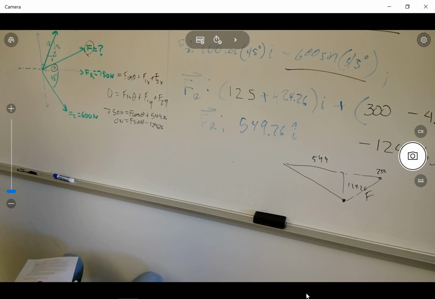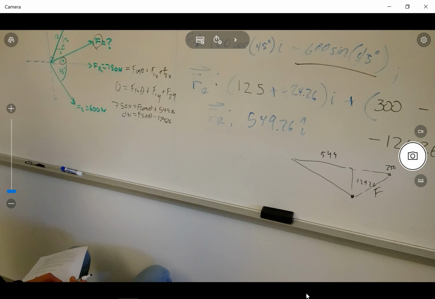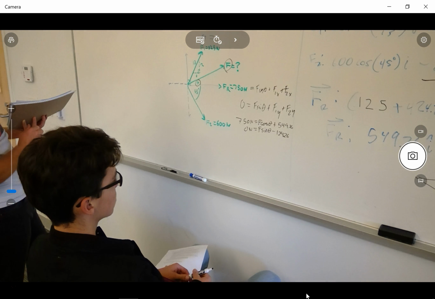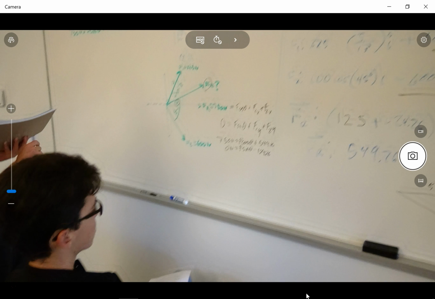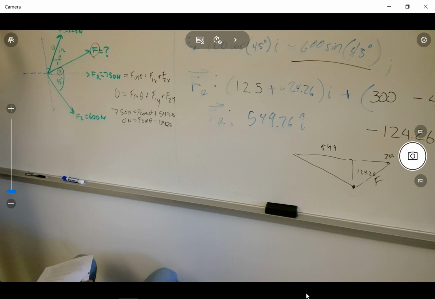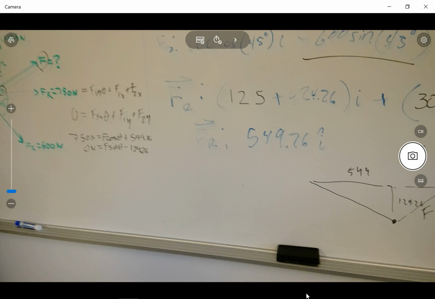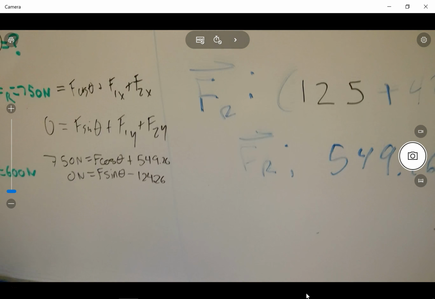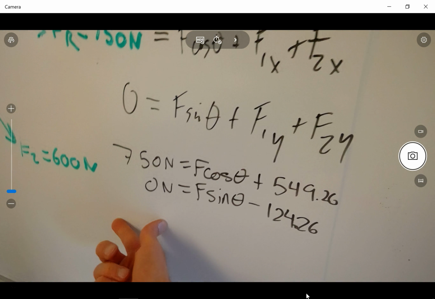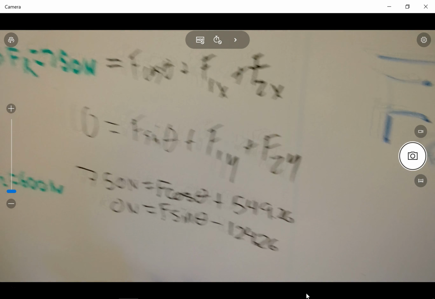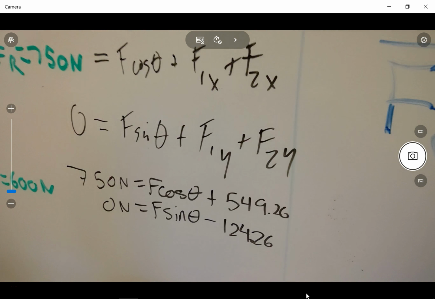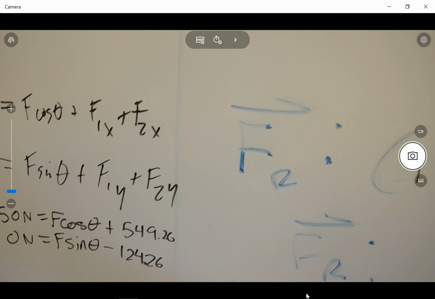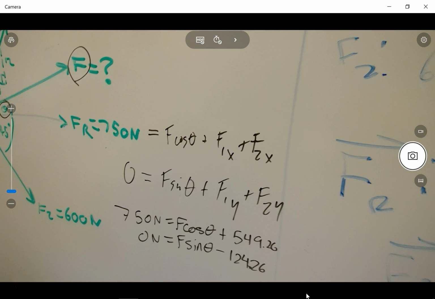So the trick is, it's two unknowns and two equations, but they're not linear because you've got the cosine and sine in there, right? But there's an easy way to solve it. You can write the solution for F sine theta equals something, and F cosine theta equals something. And then if you divide those two equations, you'll cancel out the F's.